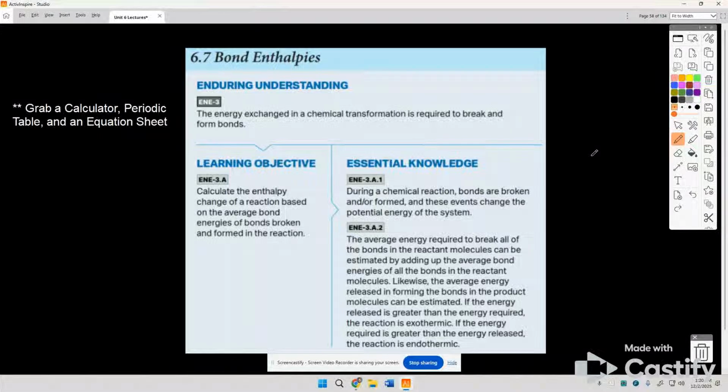All right, hello everybody. We're getting into section 6.7 today, talking about bond enthalpy. So you're going to want to grab a calculator, and if you don't have one already, you can take a periodic table and equation sheet. We're going to be doing some math today, so you're going to need something to be able to do that with for our bond enthalpy section here.